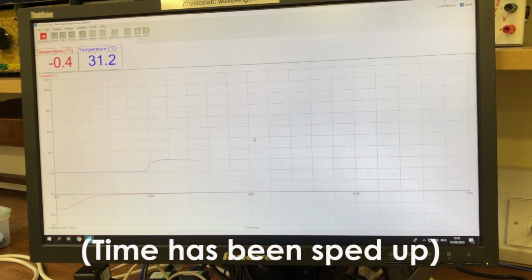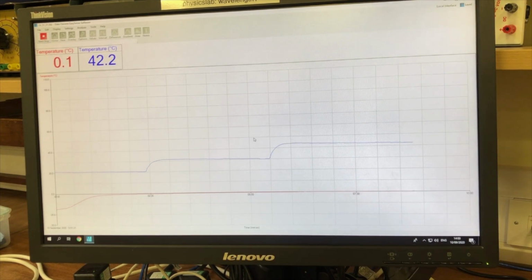Here the -0.4 is the calibration of the data logger, and it will remain at this even though the water in the jug is brought up to 40 degrees. That carries on until all of the ice melts, at which point the temperature will start to increase again, and then this is the specific heat capacity of the water in the measuring cylinder.